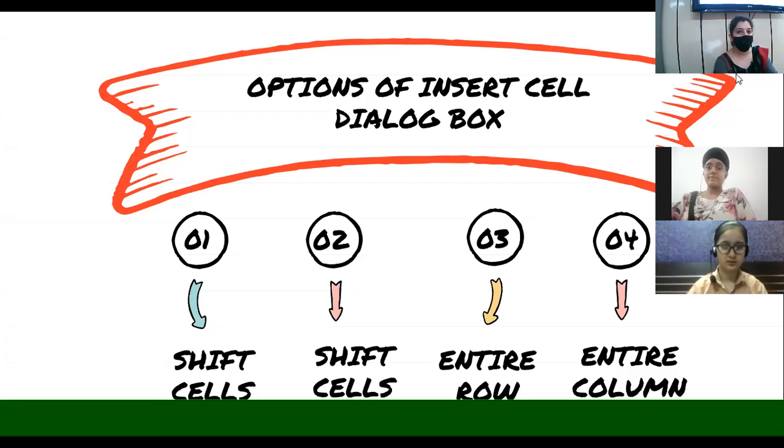What will be the options in the insert cell dialog box? Shift cell down, shift cell right, entire row, entire column. Clear? Done?